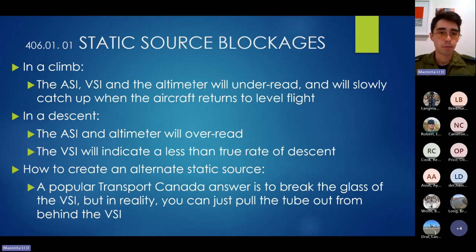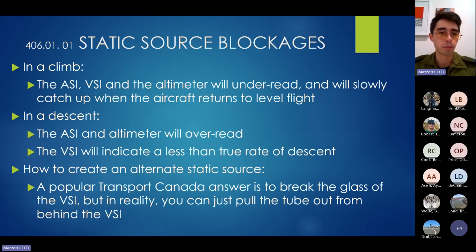So there are some blockages that can happen. In a climb, the airspeed indicator, the vertical speed indicator, and the altimeter will underread and slowly catch up when the aircraft returns to level flight. So what's going to happen essentially is that it's lagging behind the correct reading on the instruments. And in a descent, the ASI and altimeter will overread. So it's going to notice that there's a change in pressure. It's basically just reading faster than what the aircraft is flying at. And the vertical speed indicator is going to indicate a less than true rate of descent.